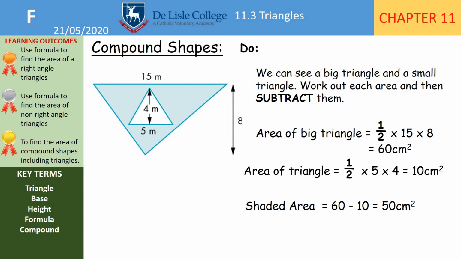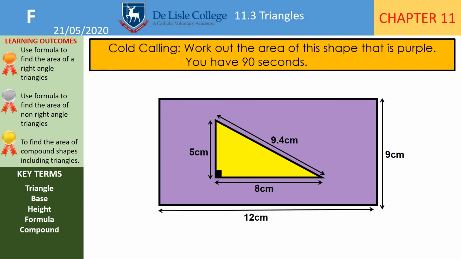And I know what you're thinking. Give us some questions so we can practice. Well, you're in luck, but not yet. Try this question first. Copy it down carefully. Pause the video while you have a go at it. We're looking for the area of the shape that is purple. You've got 90 seconds to have a go, but copy the diagram first. Pause the video while you do that.